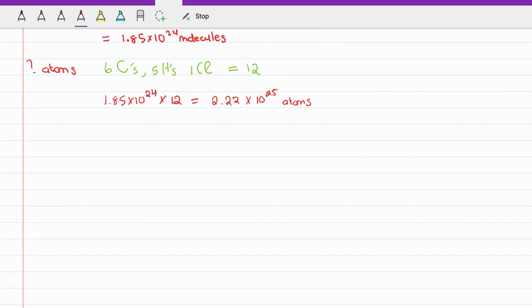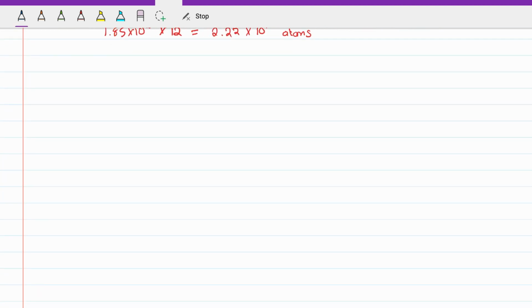Now let's look at another example where I'll be showing an ionic compound. So I have a beaker.